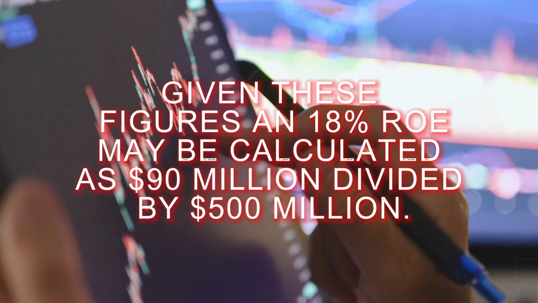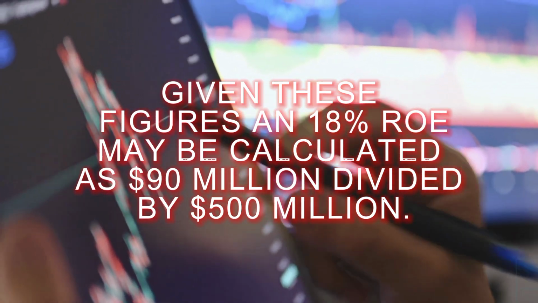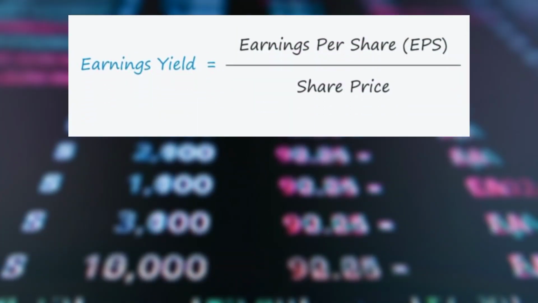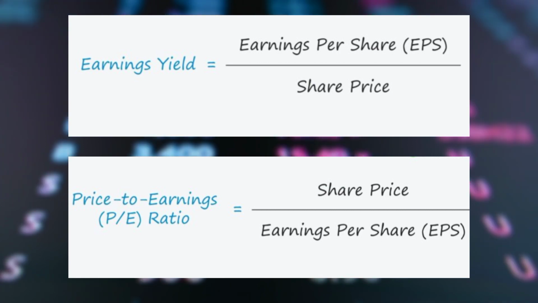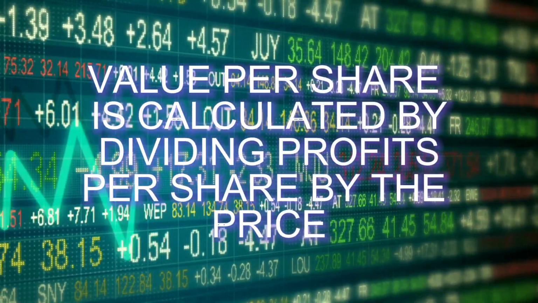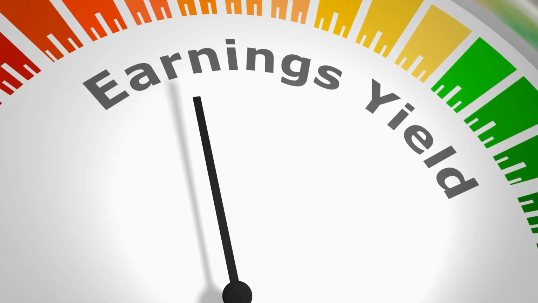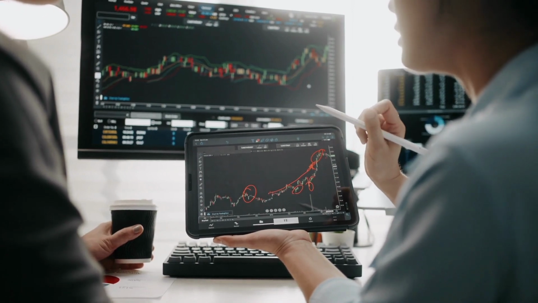Given these figures, an 18% ROE may be calculated as $90 million divided by $500 million. Number 4. Earnings yield. Since the earnings yield is the opposite of the price to earnings ratio, the two terms are often used interchangeably. Value per share is calculated by dividing profits per share by the price. If the earnings yield exceeds the average profit rate the government pays to borrow money, some investors may see the company as cheap, known as the treasury yield.